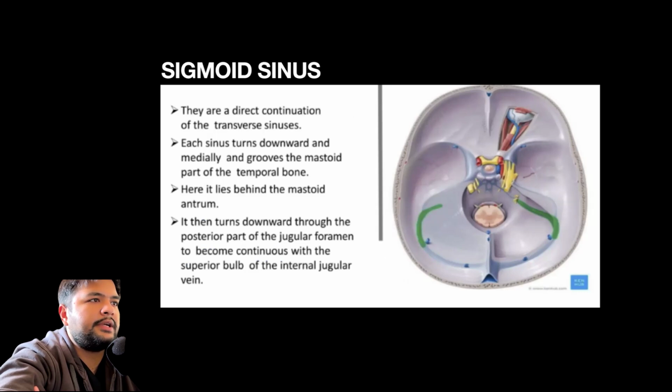Then coming to the sigmoid sinus, they are the direct continuation of the transverse sinuses. Each sinus turns downwards and medially to groove the mastoid part of the temporal bone. Here it lies behind the mastoid antrum, and then it turns downward through the posterior part of the jugular foramen to become continuous with the superior bulb of the internal jugular vein.